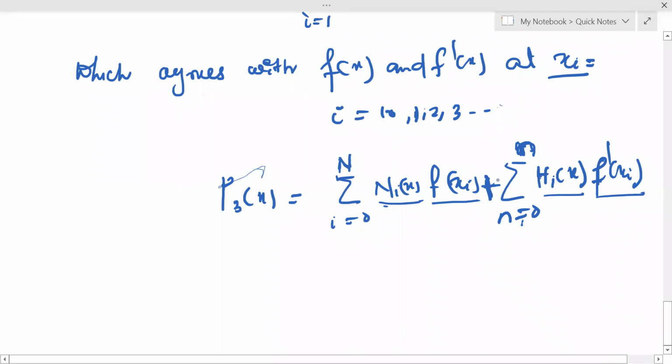No sir, first line sir. Which agrees with the function f of x and f dash x at xi, equal to, sir, इसके बाद not only xi, where i is equal to 0, 1, 2, 3, etc. This is correct.